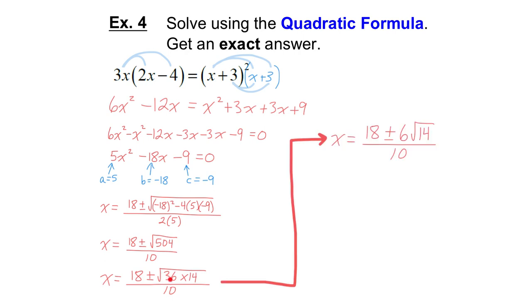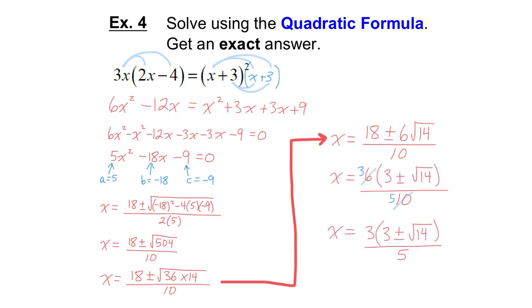And the square root of 36 is 6, so I have 18 plus or minus 6 root 14 divided by 10. Well, I can simplify this even more. The greatest common factor of the numerator is 6. And the fraction 6/10 reduces to 3/5. So my final answer is x equals 3 times 3 plus or minus root 14 divided by 5. That's my exact answer. I could keep going and get an approximate answer, but the question asked me for an exact answer, so I'm going to stop here. That's as simplified as I can get it.